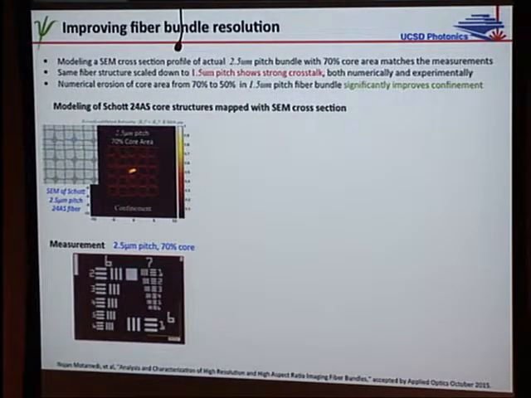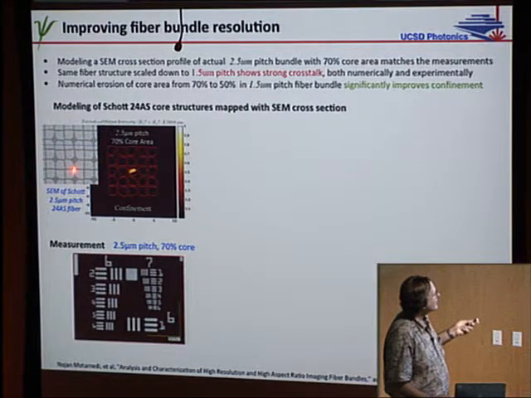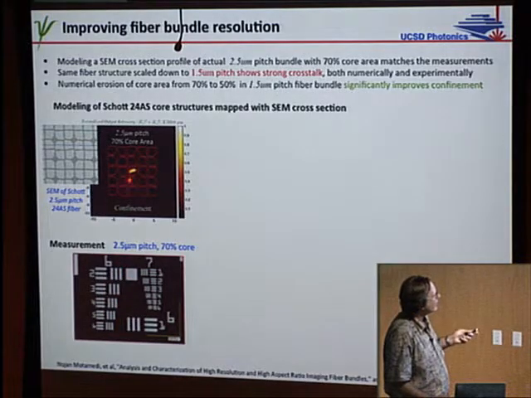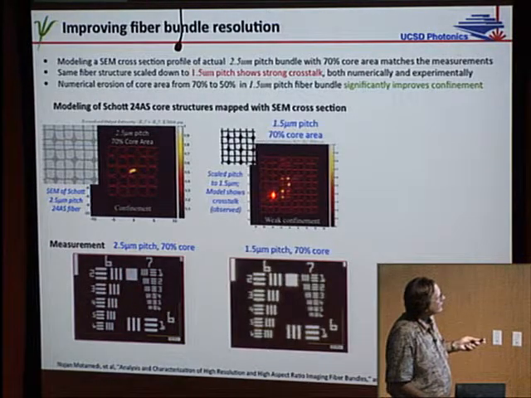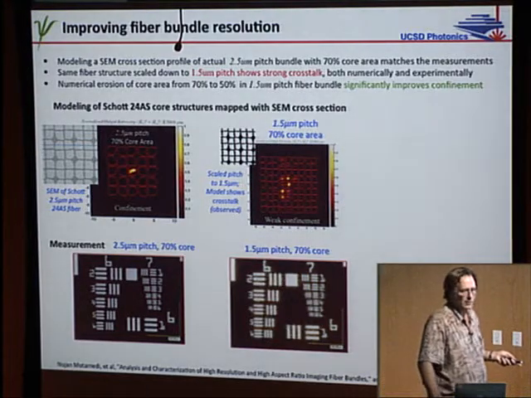If you want to be more accurate about what they actually fabricate, you can actually get an SEM. You can edge trace this, and then you find that at 2.5 microns, it's got great confinement. But at 1.5 microns, not so great confinement. So now finally experiment and model are matching.